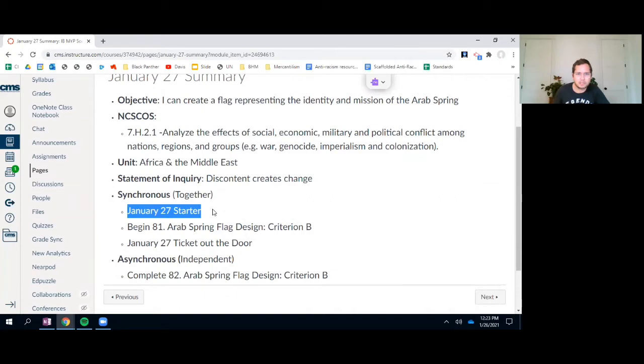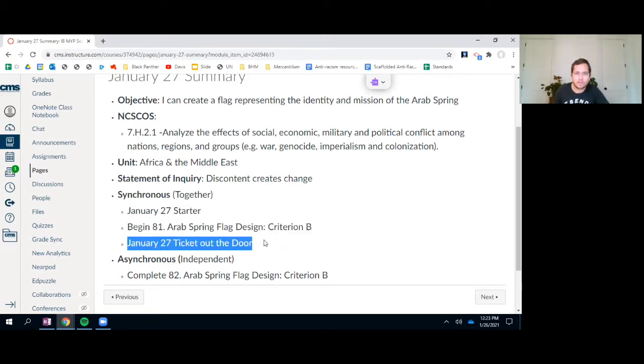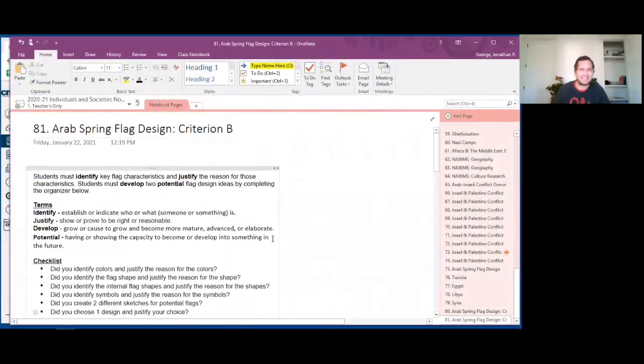And here we go. We just did the starter together. I surely hope you got a 5 out of 5. And then we're going to begin 81, Arab Spring flag design criterion B, and then finish with the ticket out the door. Your asynchronous work is to complete 82, Arab Spring flag design criterion. This is the next step in the design process. So students must identify key flag characteristics and justify the reason for those characteristics. You must develop 2 potential flag design ideas by completing the organizer below.